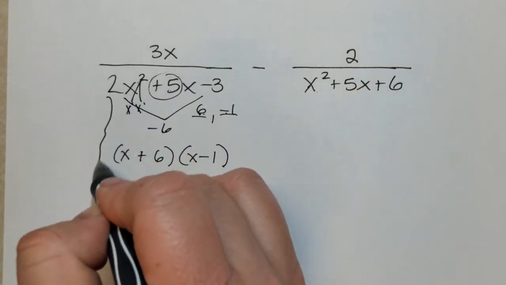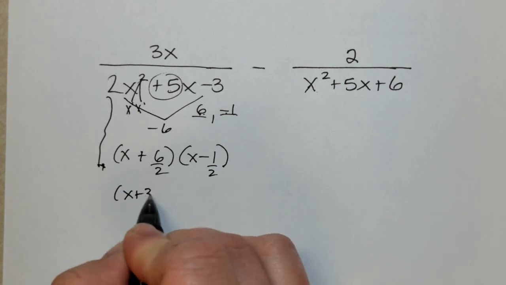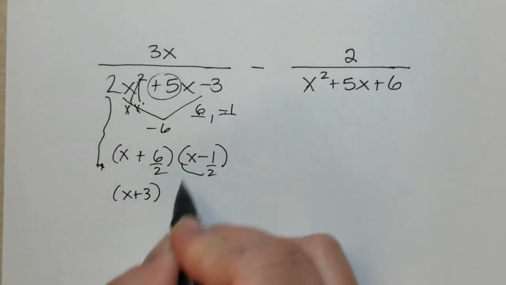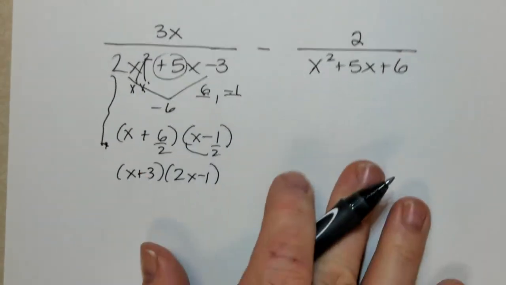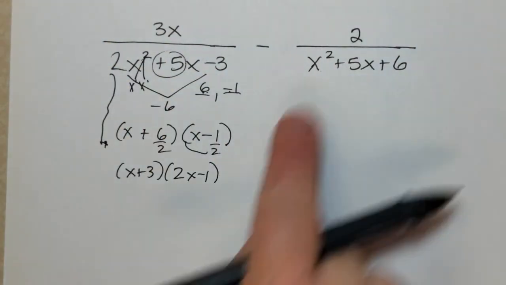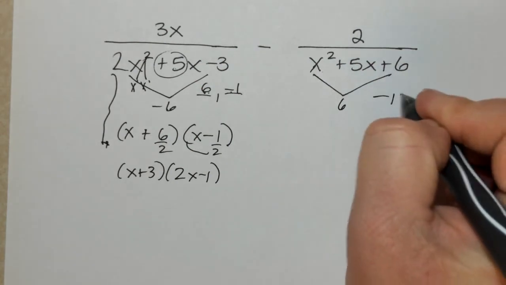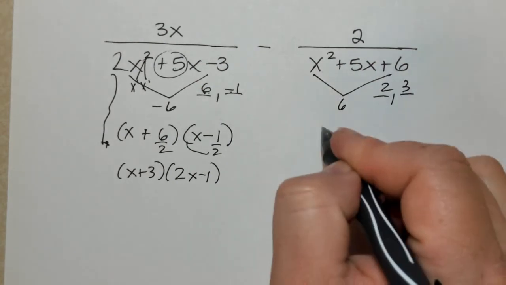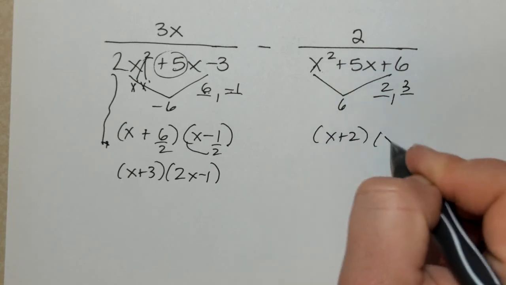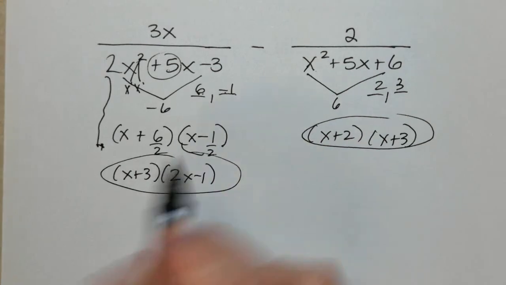Don't forget what a lot of students do, and they forget to put a 2 on the bottom. x plus 3, and now this shifts up, and 2x minus 1. So I have factored this trinomial that's in the denominator. I'm going to do the same thing over here. This would be positive 2 and positive 3, so x plus 2 and x plus 3. That's the denominator of the right. This is the denominator of the left.